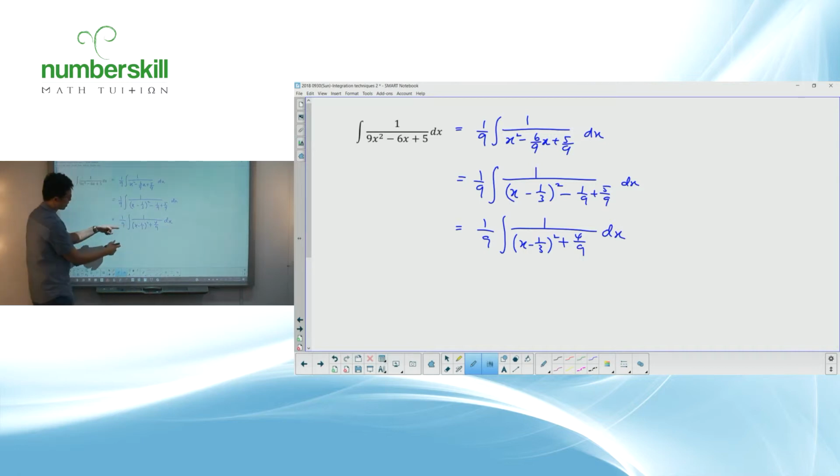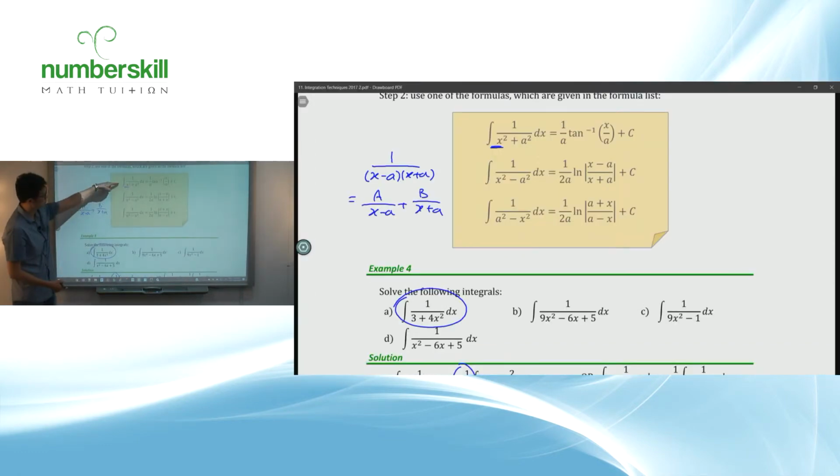So which version is this? This is the x squared plus a squared version. It's non-factorizable. So we are looking at which one? This one, tangent inverse. Understand? The x squared minus something is an ln, and a minus something is another ln. But the whole idea is quadratic. Get the idea? You recognize it being quadratic, then you go figure out which version.